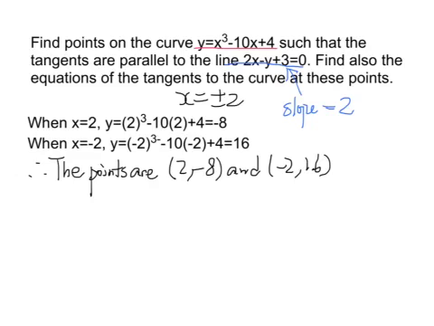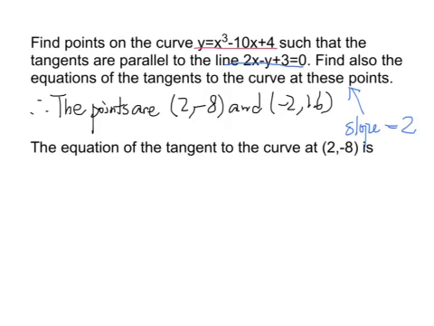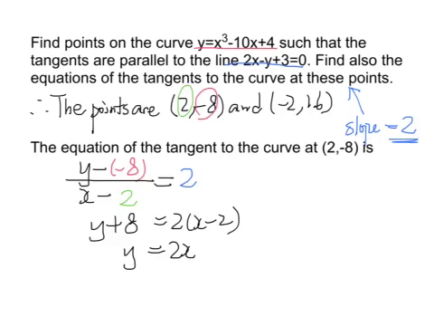So the equation of the tangent line at this point is y minus negative 8, over x minus 2, equals the slope right here, equals 2. So y plus 8 equals 2 times (x minus 2). So y equals 2x minus 12. That's one answer. But we also need to find this one.